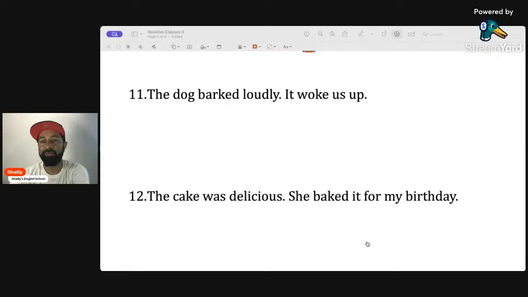Okay, so number 11 and number 12 are for homework. Please join these sentences using a relative pronoun. If you don't need the relative pronoun, you can omit it. It's your choice. All right, and this lesson is really useful. It's how we reduce things. We're going to omit relative pronouns. If you have any questions, just let me know in the comment section.